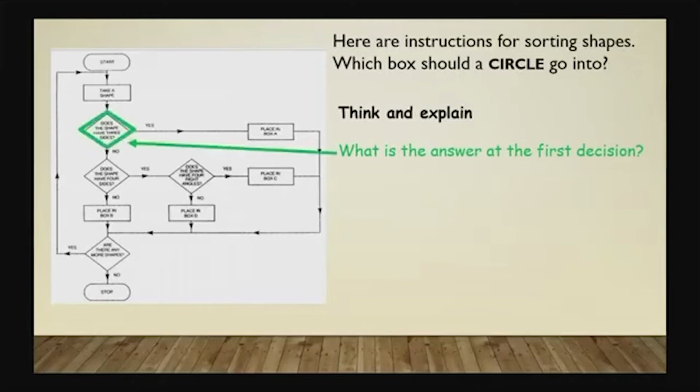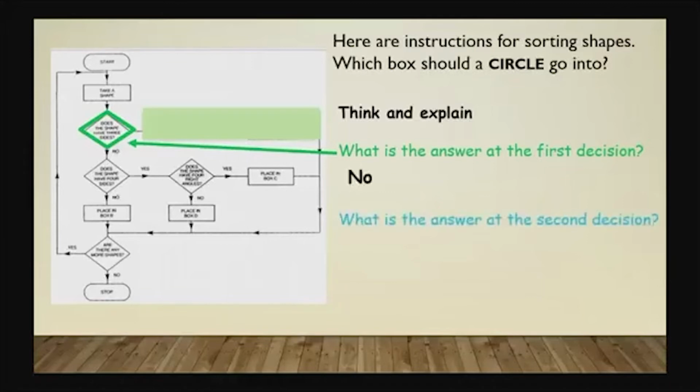No. So we would not take the yes route. What's the answer for the second decision? The decision is, does the shape have 4 sides? The answer again is no, so we're still going straight down. What does it say here? Place in box B.